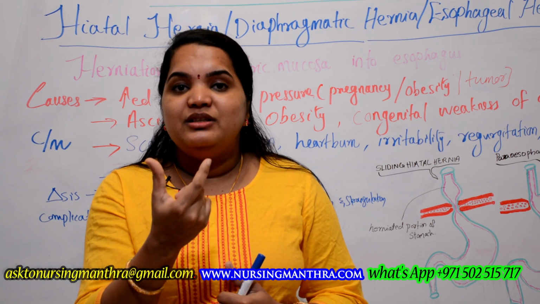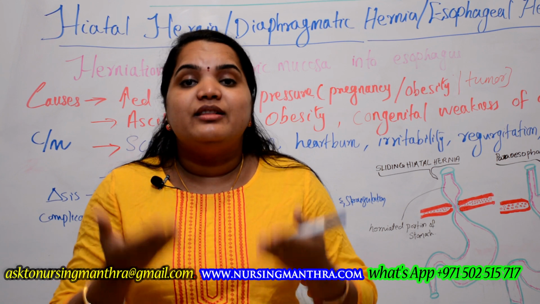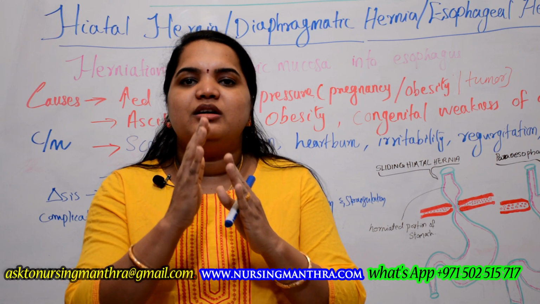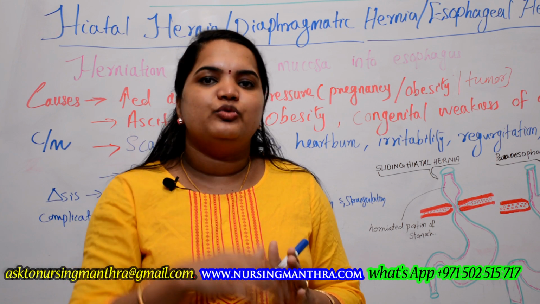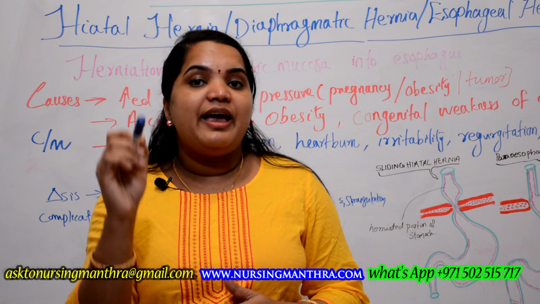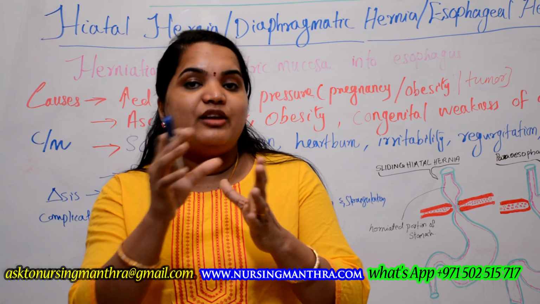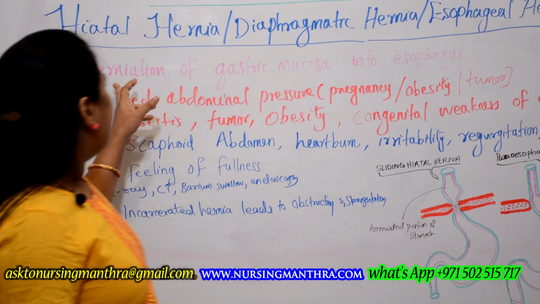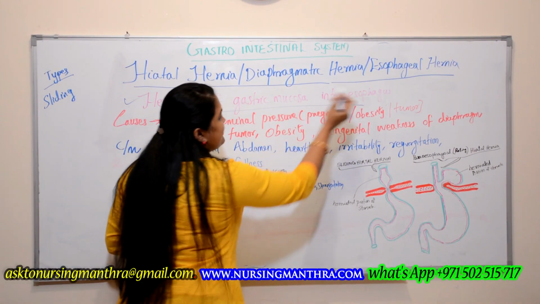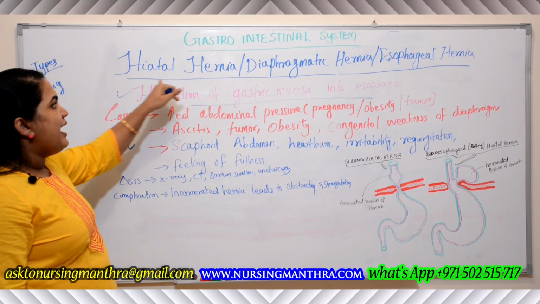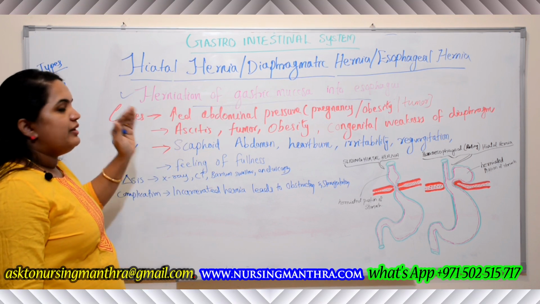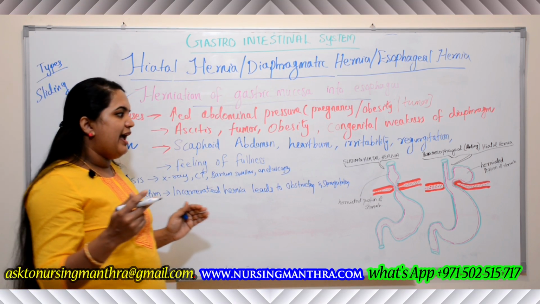So what will happen if there is any pressure in the stomach, intra-abdominal pressure? It will lead the stomach contents to go up towards the esophagus through the diaphragm, through that hiatus muscle weakness, that hole. So the herniation of gastric mucosa into the esophagus is the definition of hiatal hernia, or diaphragmatic hernia, or esophageal hernia. There are mainly two types of hiatal hernia.